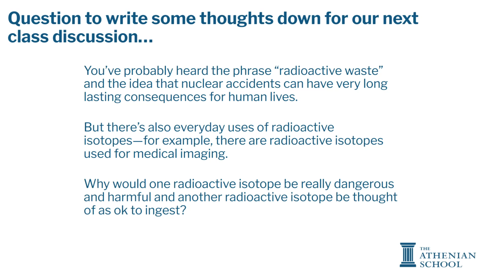But there's also everyday uses of radioactive isotopes. So there's radioactive isotopes that are used for things like medical imaging. One of those radioactive isotopes can be really dangerous and harmful, and another radioactive isotope is something you literally ingest as part of the medical imaging. And so I want you to just think about why that might be true. Why is one considered sort of safe to be around and one is considered extremely dangerous? Write down some thoughts, some ideas. You're not expected to come in with any sort of correct answer. And we'll come back to that.